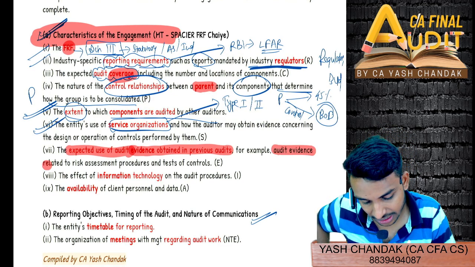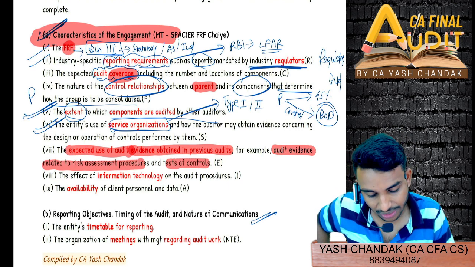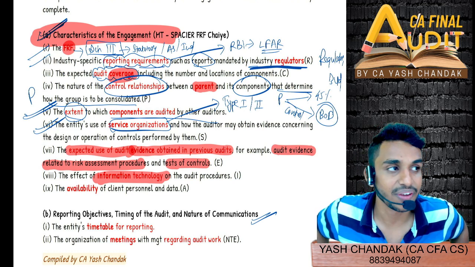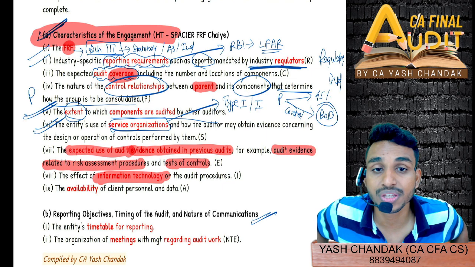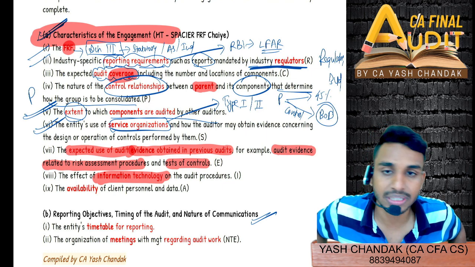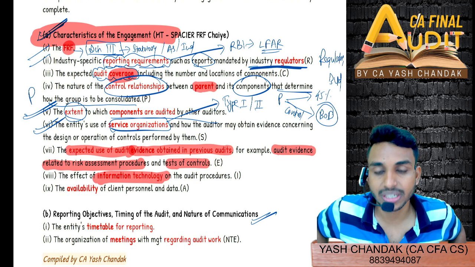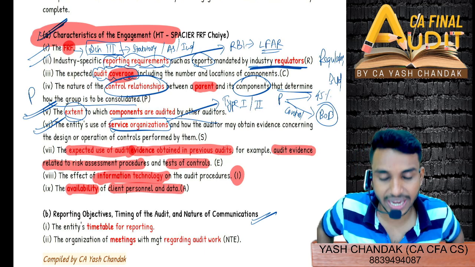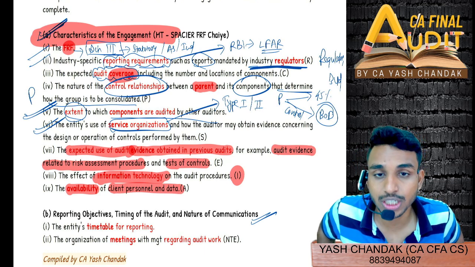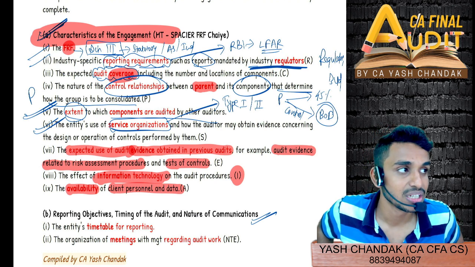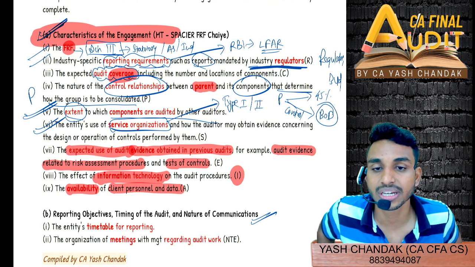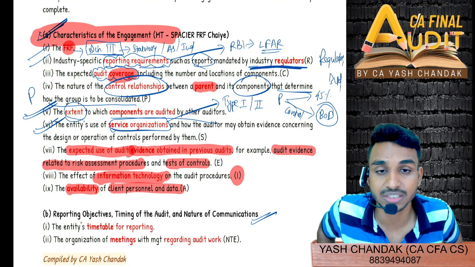For example, audit evidence related to risk assessment procedures and test of controls. Evidence, E for evidence. Then IT, how much is the IT involvement in the entity? If IT involvement is a lot in the entity, then you will also have to consider testing of automated controls separately. So information technology, how much involvement is there? And the availability of the client personnel and data. How much is available? The integrity of the client, the reputation of the client. Do they provide us with access to all information, additional information, unrestricted access? All this determines my characteristics of the engagement.